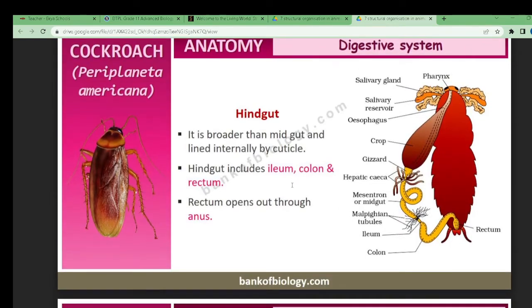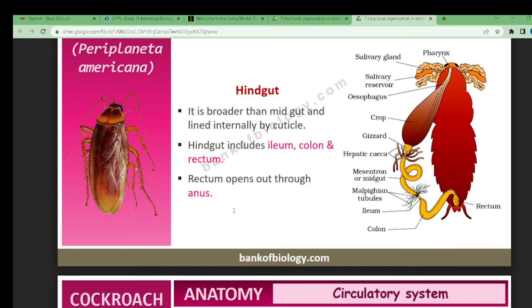Now the hindgut is bordered by the midgut and lined internally by cuticle. Hindgut includes the ileum, colon and rectum. This rectum is the anus part, and it also includes the ileum and the colon. The rectum opens out through the anus.